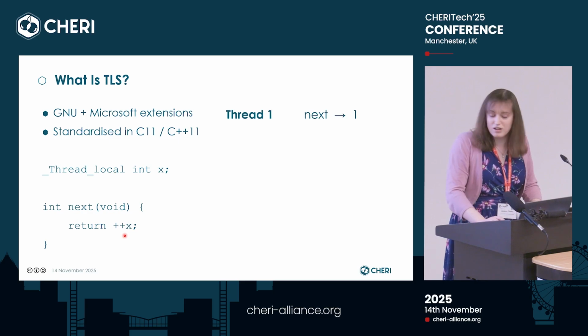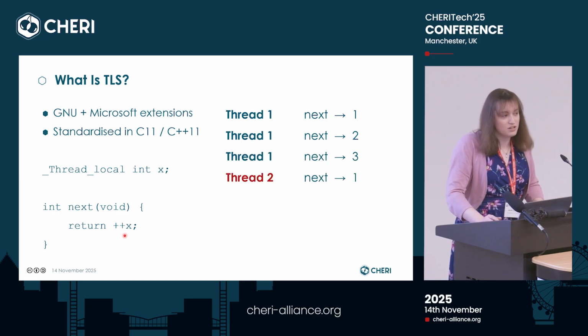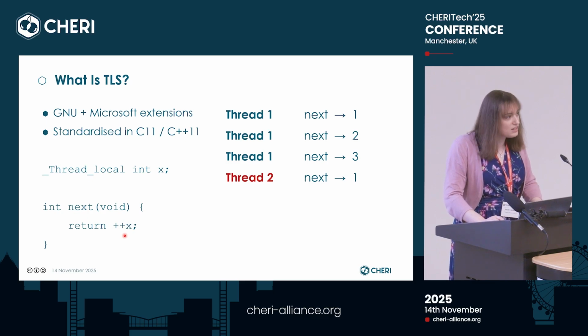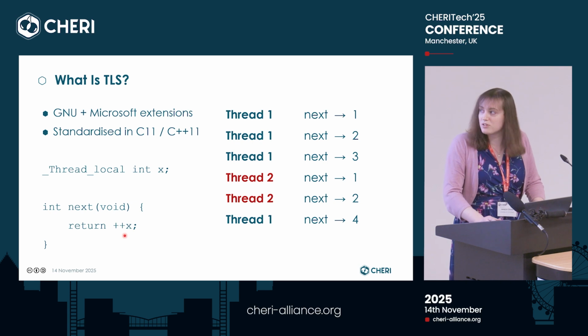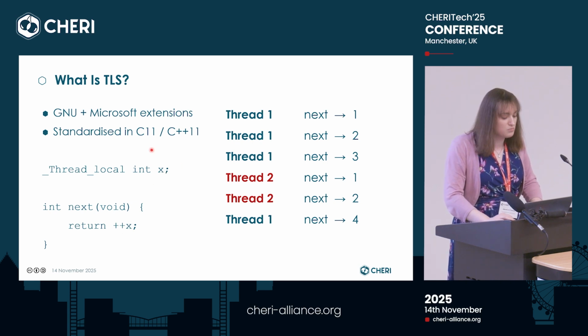If we have thread 1 running, it's going to increment x and give us back 1. Run it again, it will give us 2. Again, it will give us 3. But then thread 2 comes along, runs our function, and it sees a separate copy of this variable x. And so it gets back 1, and then 2, and then thread 1 comes back along and it gets back 4. So somehow these two different threads have a very different view of this world, even though there's just this one variable declared here in the source code.